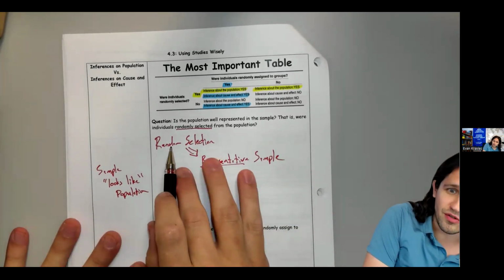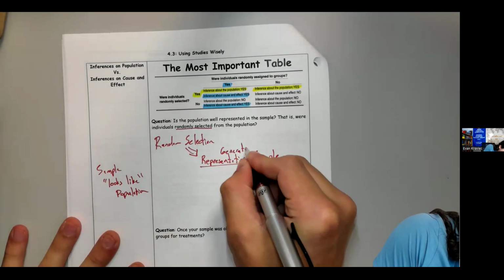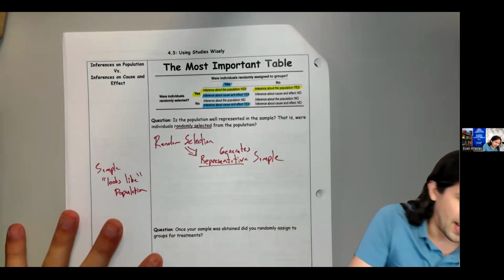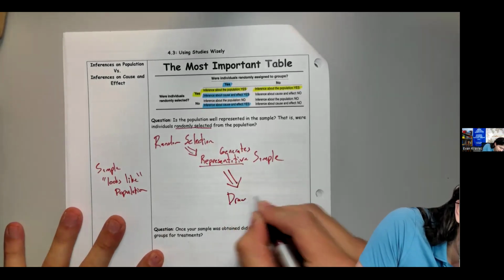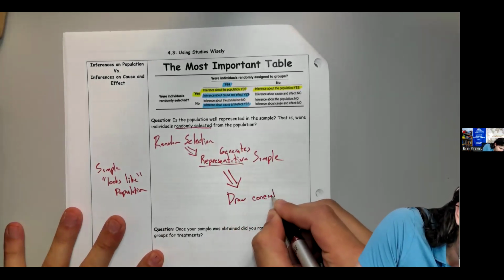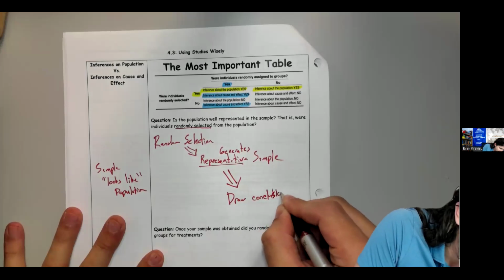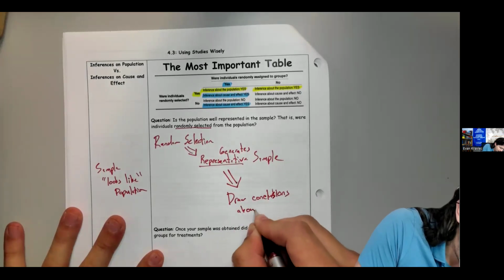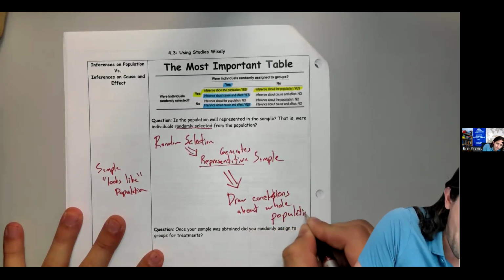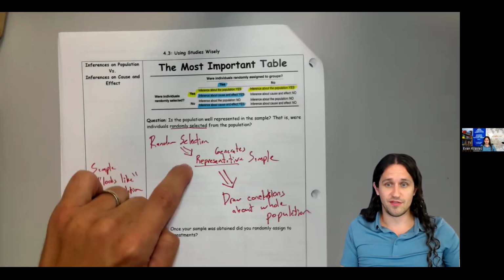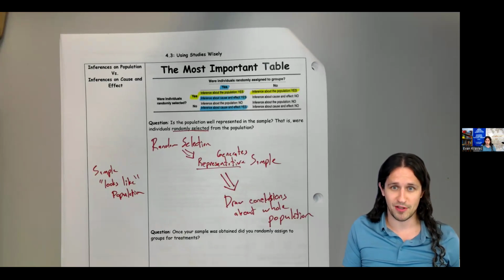So we do random selection. What does random selection do? It hopefully generates a representative sample. And what's that representative sample going to allow us to do? Draw conclusions about the whole population. Random selection, what does it give you? It gives you a representative sample. What can you do with the representative samples? You can draw conclusions about the whole population.